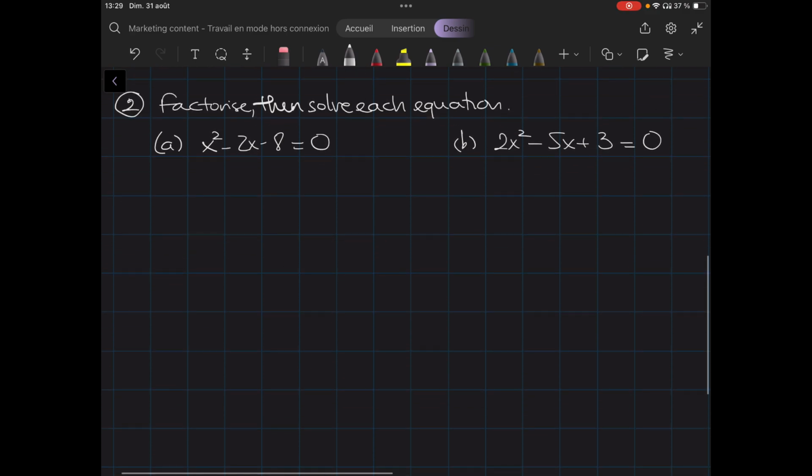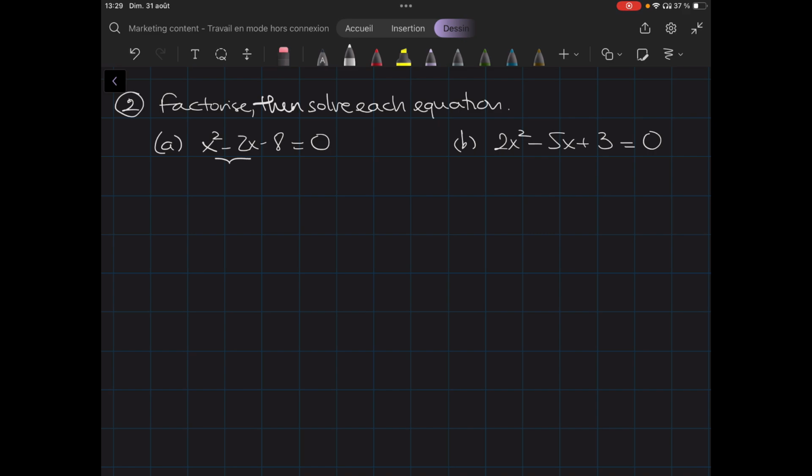In question 2, you are asked to factorize, then solve each equation. First off, we need to factorize the left-hand side of each equation. Let's look at part A. To factorize, we'll need to split the -2 into two parts.